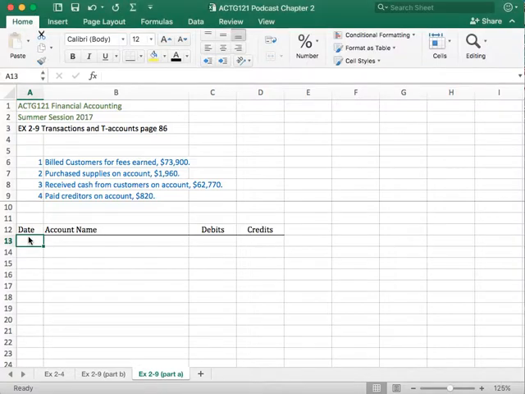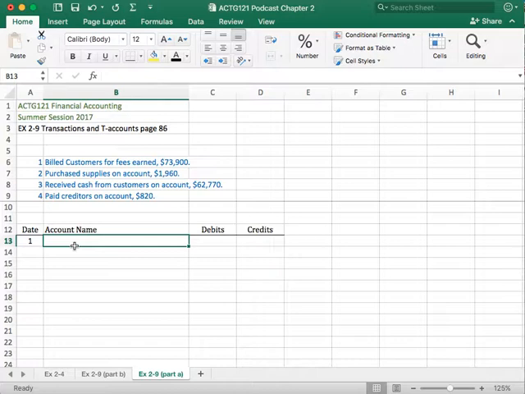So this is where we are going to put number 1. We don't actually have dates. Sometimes you will have dates in the future, but that's where we're going to put number 1 to let us know that's the first transaction. Billed customers for fees earned. Again, there's no cash involved, but the relationship is between the corporation and a customer, so that means we're going to use accounts receivable.